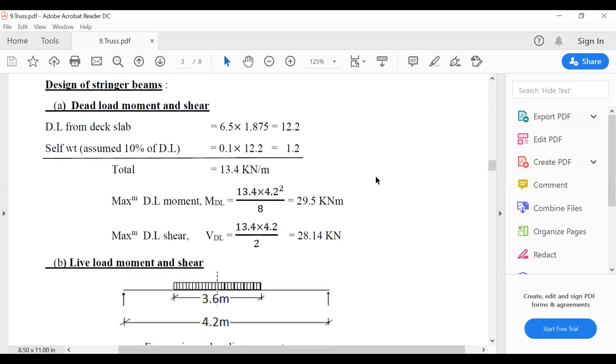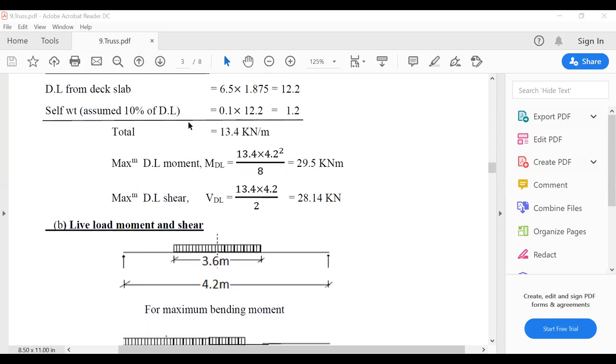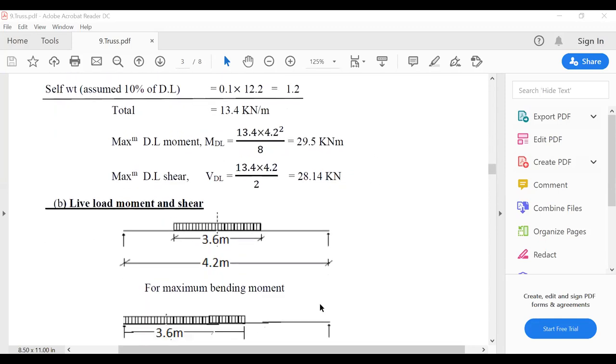Okay, so now after deck slab, you go to the Stringer Beams. For Stringer Beams, what you do is you have to visualize it. Okay, you have to visualize it.